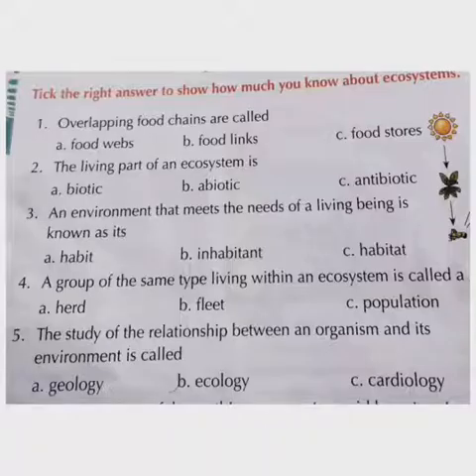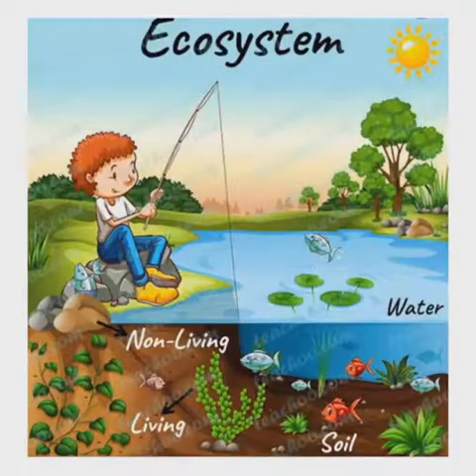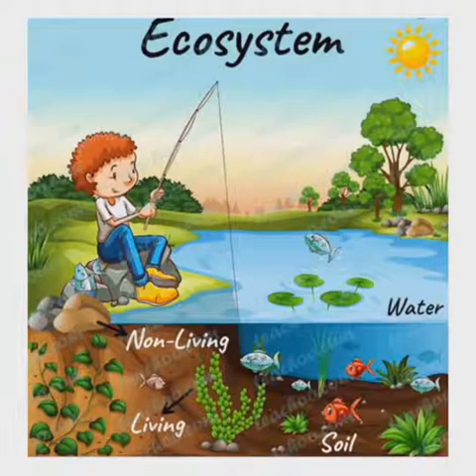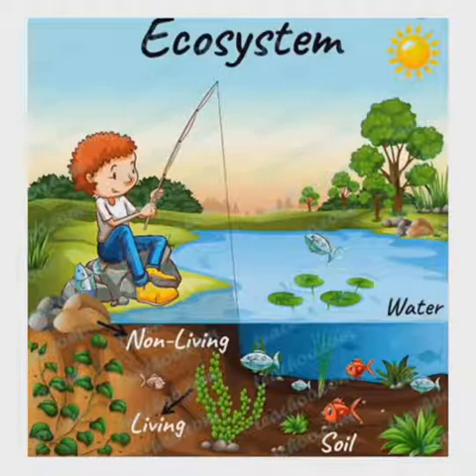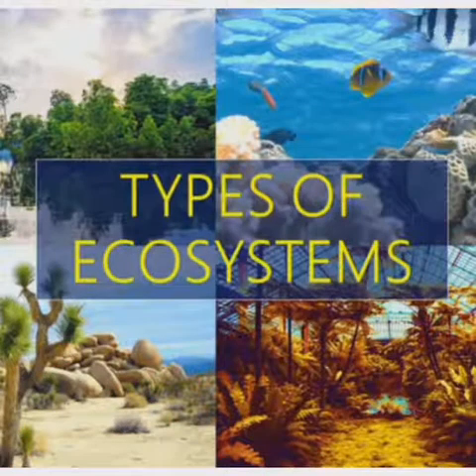Okay, ecosystem. An ecosystem is a geographic area where plants, animals and other organisms as well as weather and landscape work together to form a bubble of life. Okay, ecosystems contain biotic or living parts as well as abiotic factors or non-living parts.